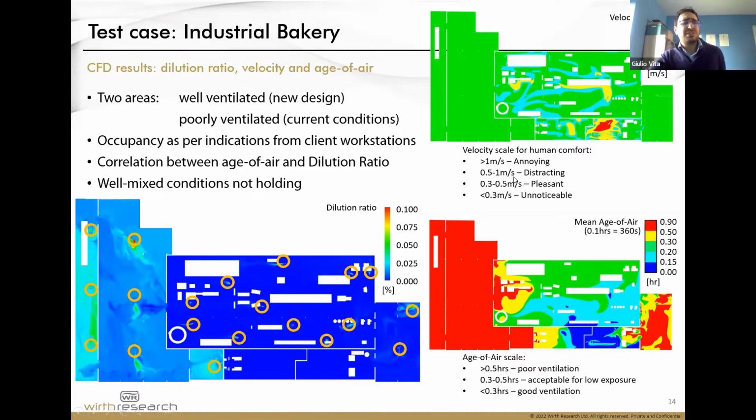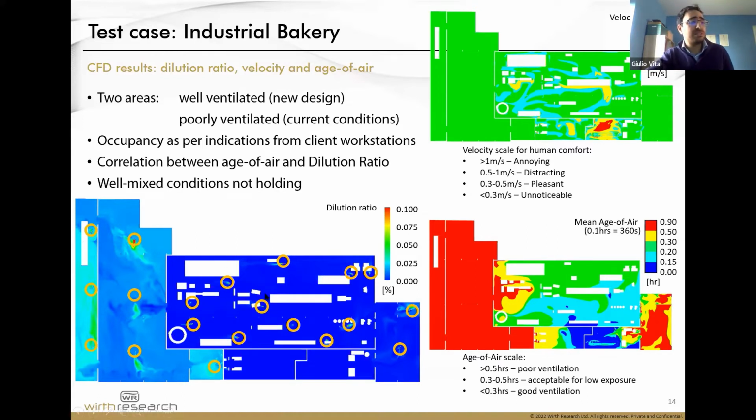This graph from the velocity is about comfort. You can see that even the comfort is quite positive, but still there are some areas where the velocity field is quite different. So in this case, the well-mixed conditions probably do not hold because you have very different airspeeds within the same room. If you look at the dilution ratio, it basically tells a similar story as the edge over. So you have a very well-ventilated room associated with a very poorly ventilated room.